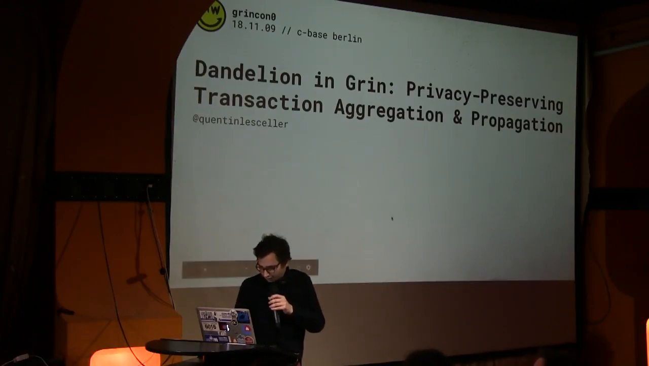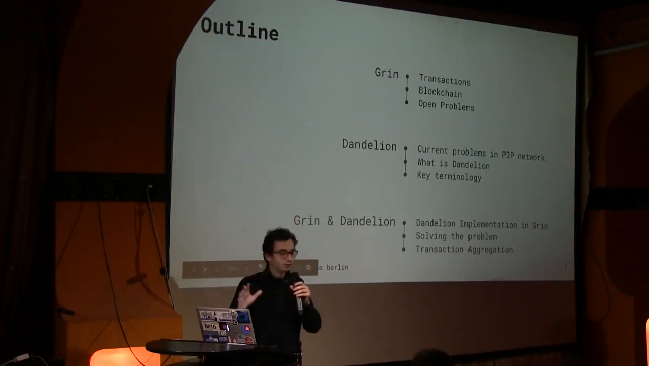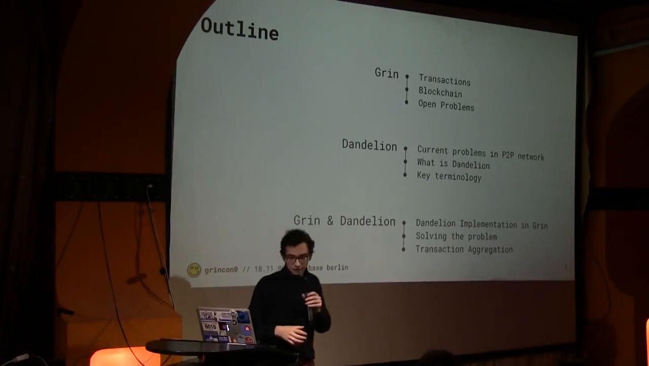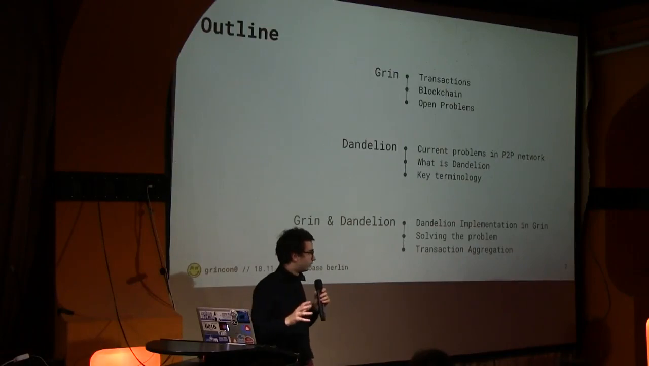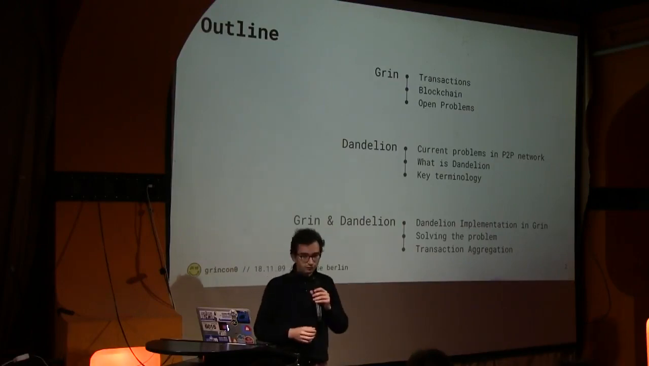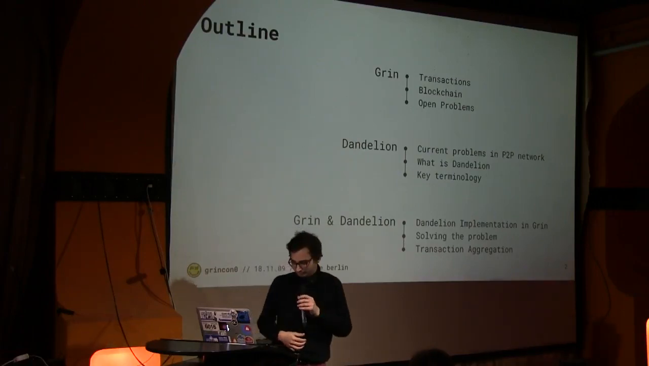We will start with the basics. What are Grin transactions? What is the Grin blockchain? What are the open problems? And then we will talk about the idea of Dandelion, what it does, and what kind of issue it solves. And then we will see how we managed to merge Grin and Dandelion to have this transaction aggregation system.